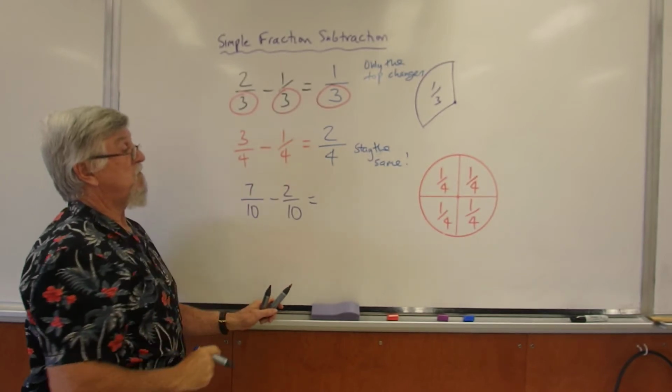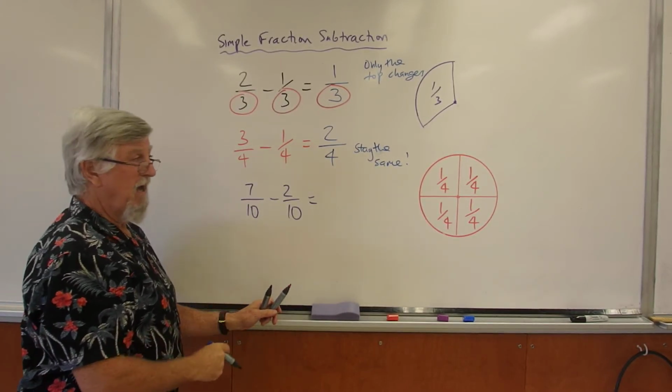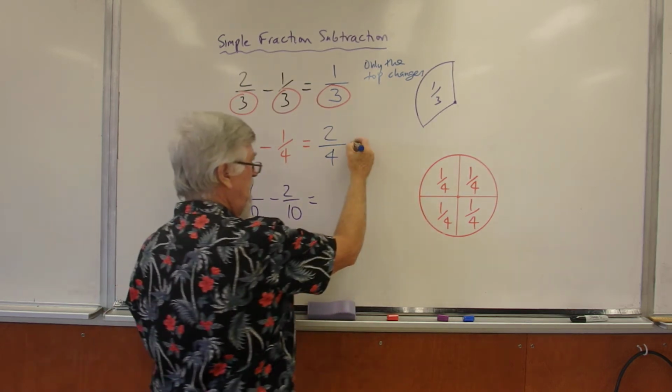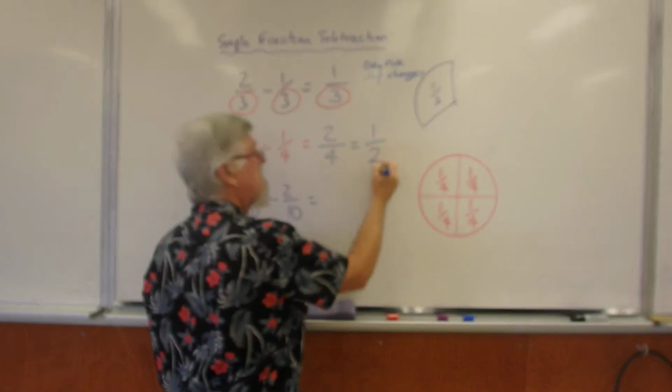Let's have a look what happens with the 2 quarters though. I can halve the top and I can halve the bottom. So if I halve the top and I halve the bottom, I end up with a half.